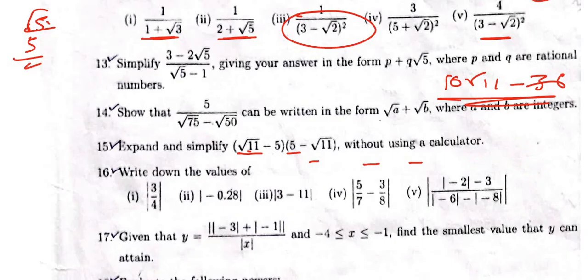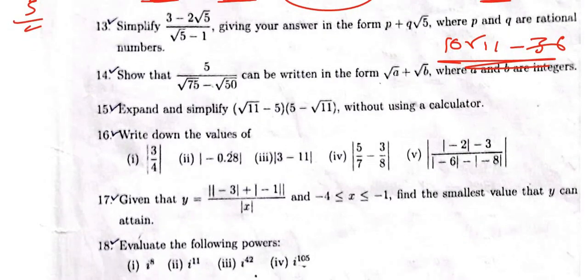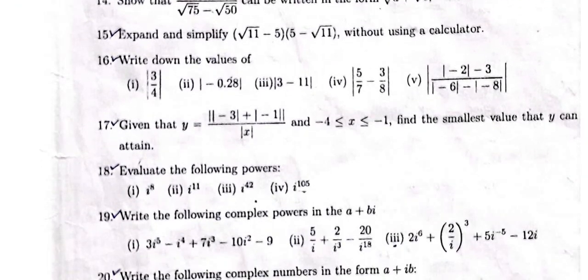Then now we talk about this modulus. Modulus, you know what it means? It makes everything positive. So for this question, the answer is just going to be 3 over 4. Modulus, if it's positive, leave it the way it is. So this is just 3 over 4. This one here will just be 0.28. This one here will just be 8.